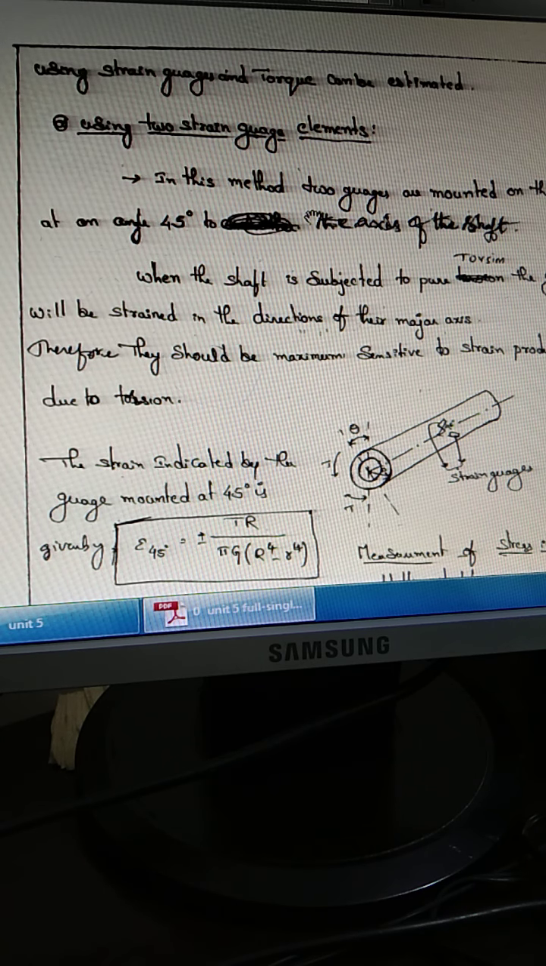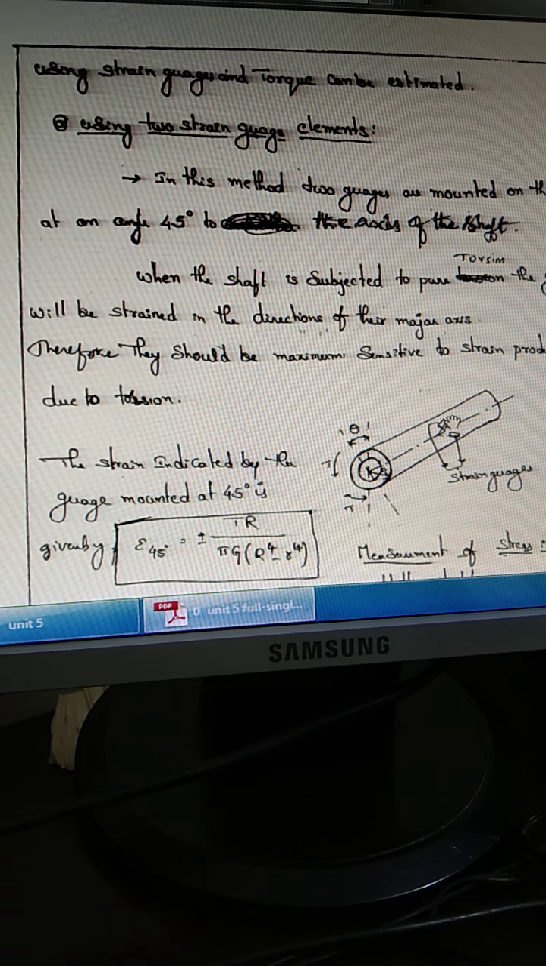In this case, when you use 2 strain gauges, these strain gauge elements will be attached to the shaft at 45 degrees to the main axis of the shaft as shown in the figure. Because when a shaft is fixed at one end and rotated on the other end, maximum stress will develop along an axis which is 45 degrees to the axis of the main shaft. Therefore, these strain gauges will be attached this way.